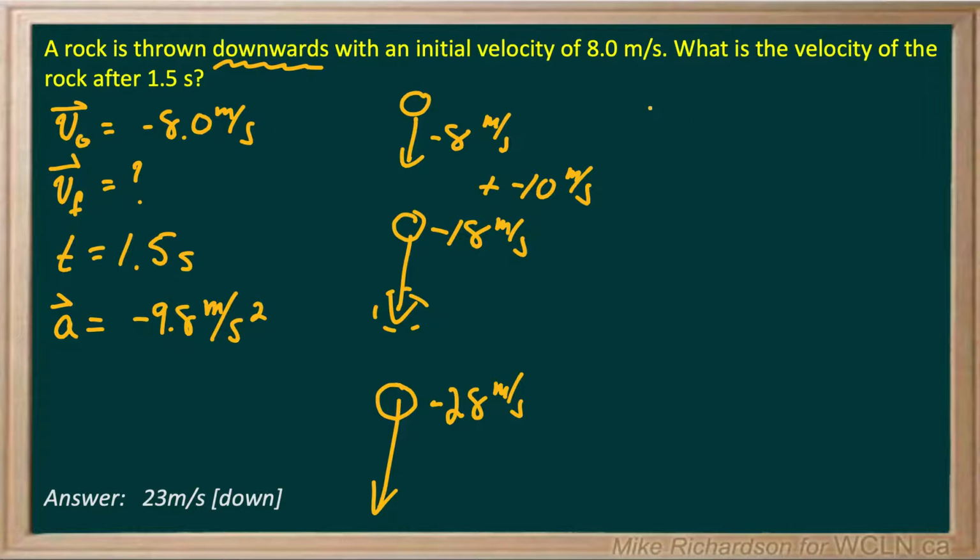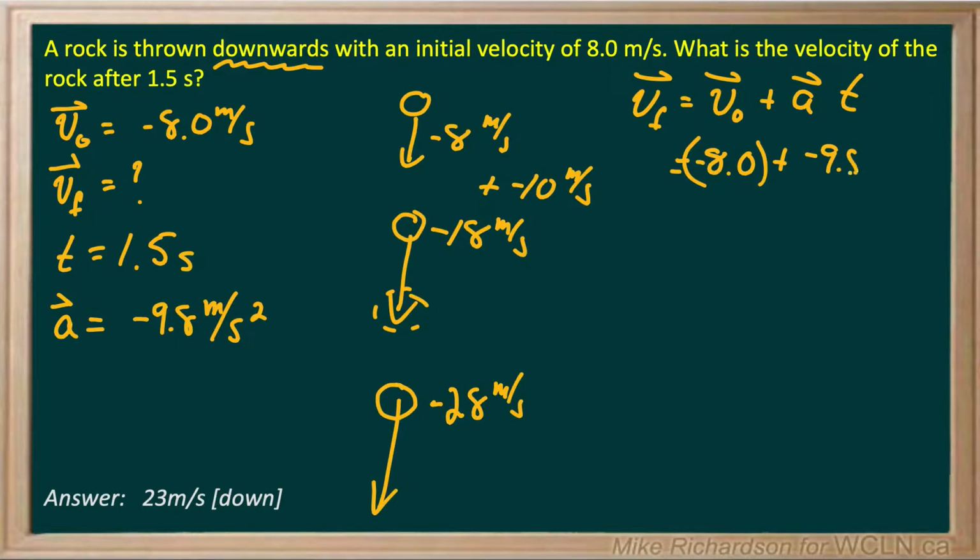So let's use our equation. We're trying to find V final. V final is V initial plus acceleration times time. Again, check your units. Everything's in meters per second and seconds, so it all matches up. So here I've got an initial velocity of negative 8 meters per second plus negative 9.8 meters per second squared times 1.5 seconds.